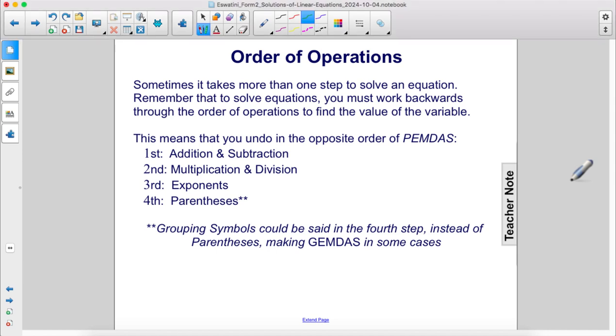Sometimes it takes more than one step to solve an equation. Remember that to solve equations, you must work backwards through the order of operations to find the value of the variable. This means that you undo in the opposite order of PEMDAS. First, you're going to undo addition and subtraction, then multiplication and division, then exponents, and finally parentheses. Grouping symbols could be said in the fourth step instead of parentheses, making GEMDAS in some cases.